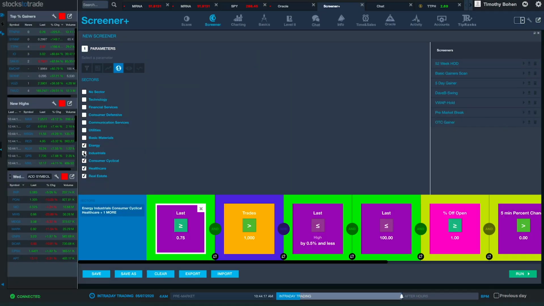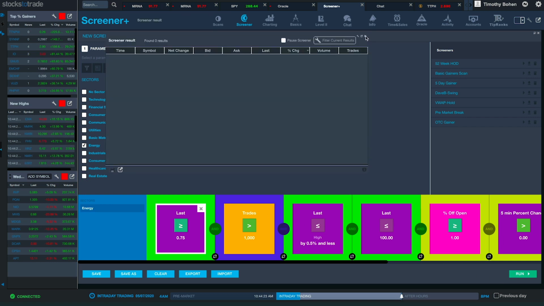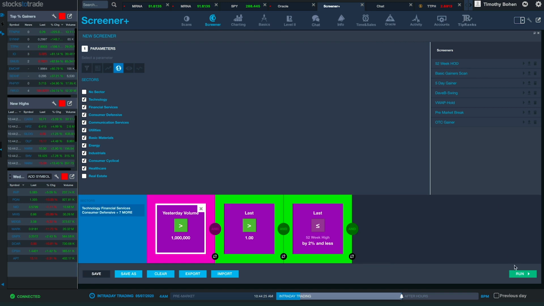So what I can do is uncheck everything but energy. Then when I run that scan, there may or may not be a VWAP hold. I was going to say there probably isn't, but I could run some other scans. The nice thing is, no matter what scan I was running, whether it be the 52-week scan, the VWAP hold scan, or the dip and rip scan, it would only return me energy plays. They're not showing up now because they all fizzled back out, but that's going back to the other day.